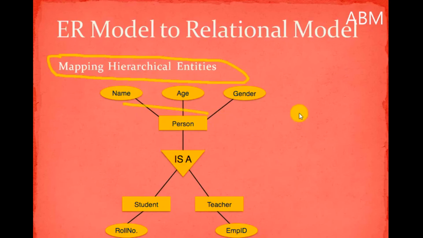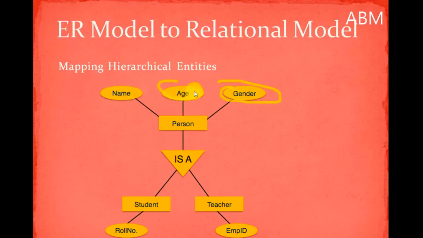The person has its attributes: name, age, and gender. These are the attributes of the person. And the student and teacher are its specializations. Student and teacher are the specialized forms of a person.